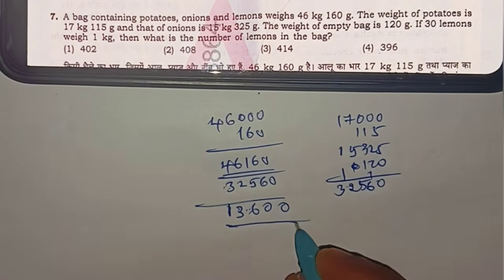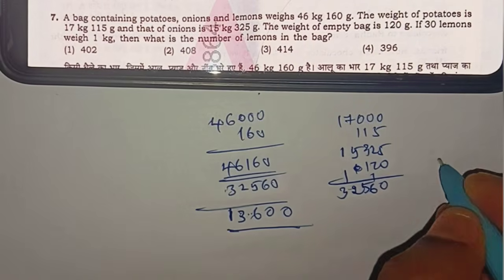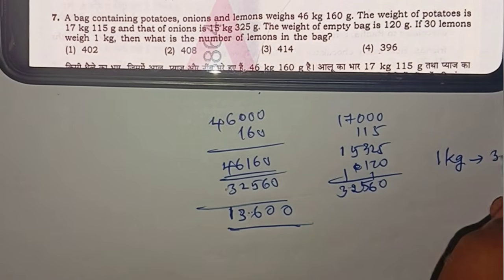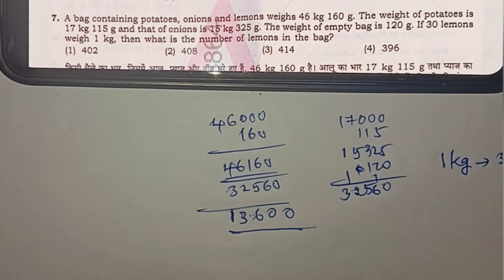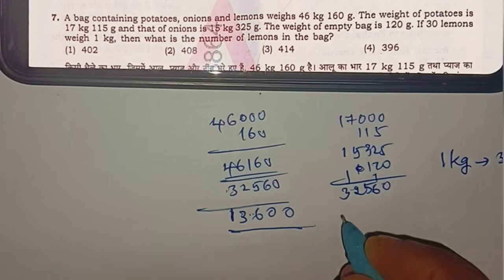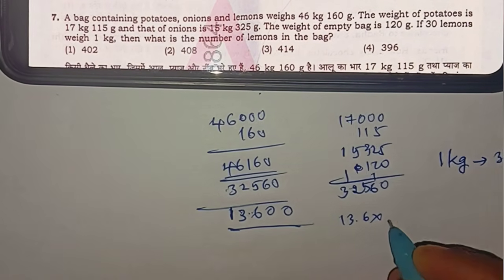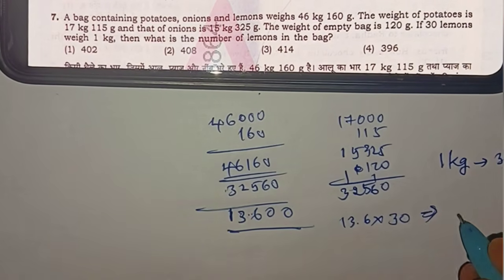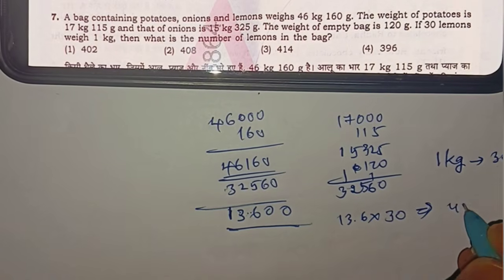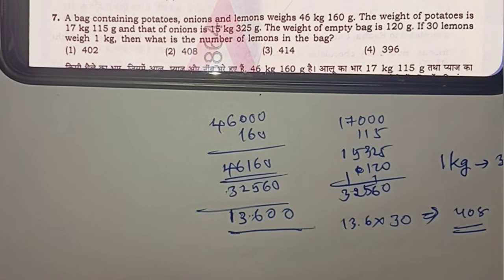So this is the total weight of the lemons, but 30 lemons can be weighed for 1 kg here. So that means we have a total of 13.6 kgs. We need to multiply this value with 30, so that we will get the total number of lemons, that is 408. So this is our answer.